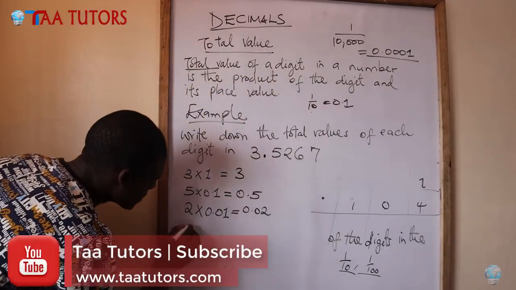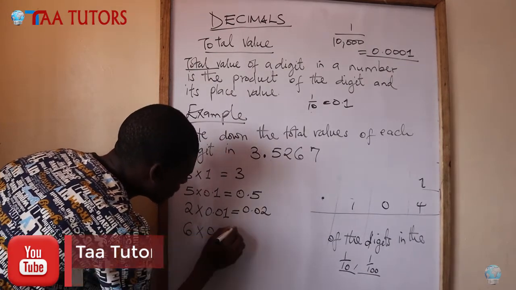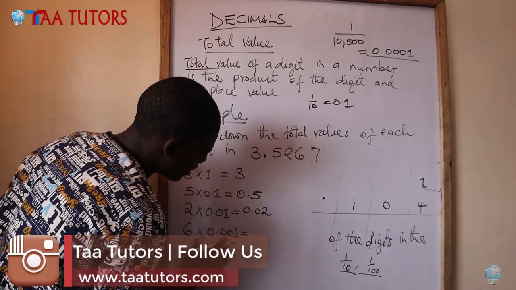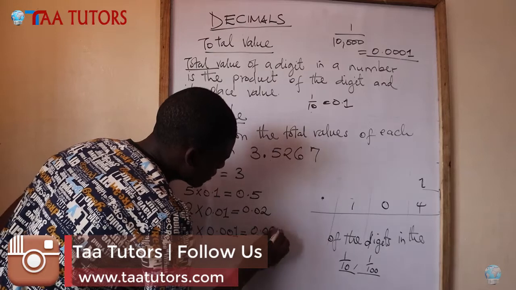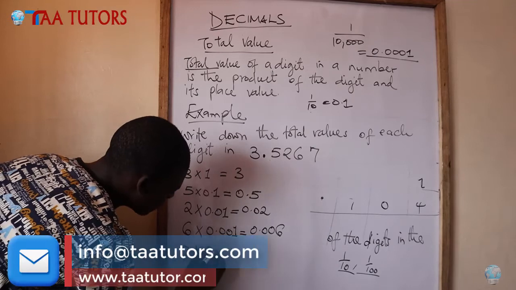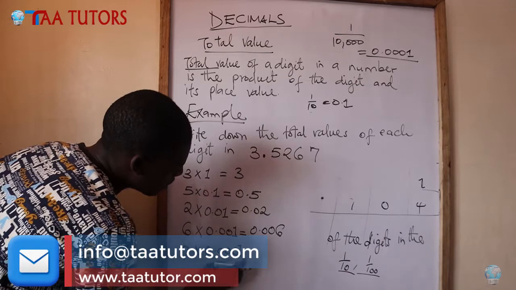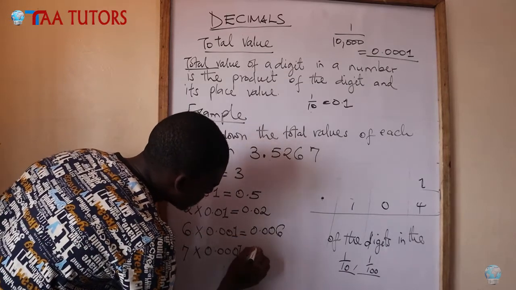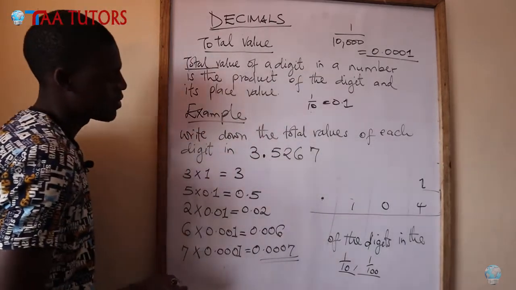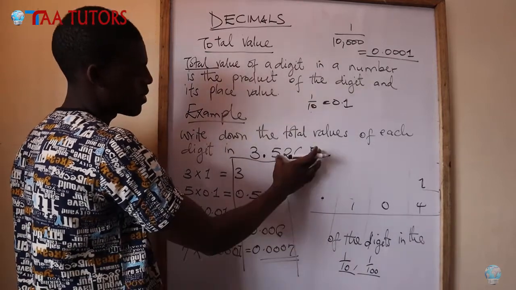We move to 6. We will multiply 6 by 0.001. It is occupying the place value of thousandths. The total value here will be 0.006. And lastly, 7. We will multiply 7 by 0.0001. When we do that, we get the total value of digit 7 as 0.0007. Up to there, these now become the total values of the digits in the number.